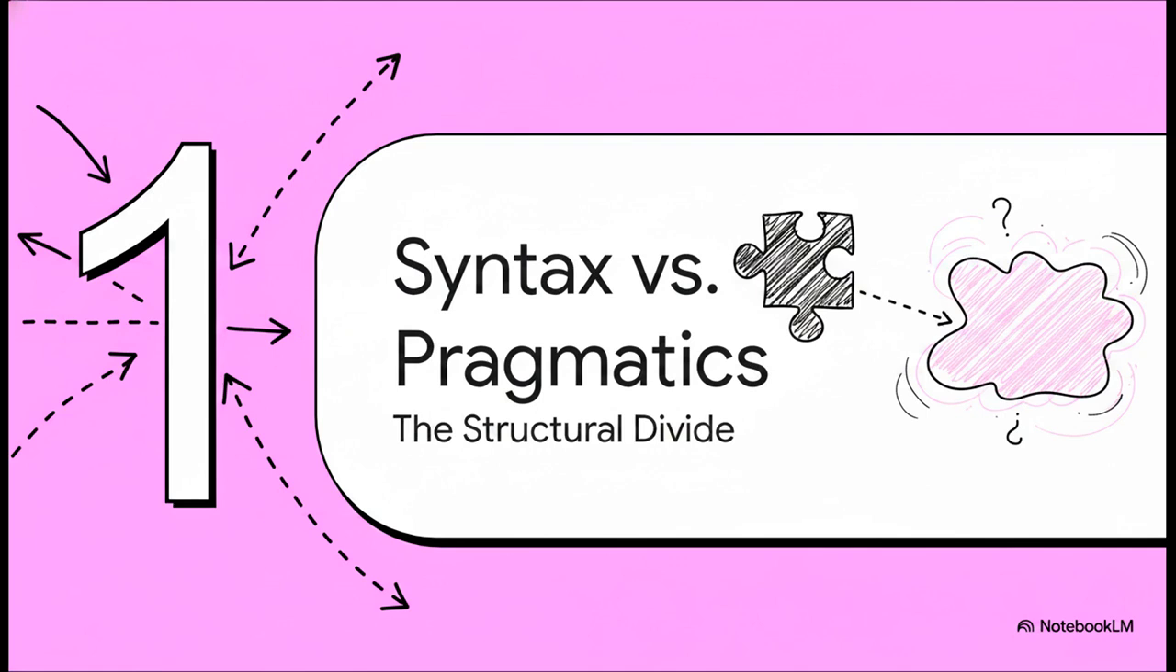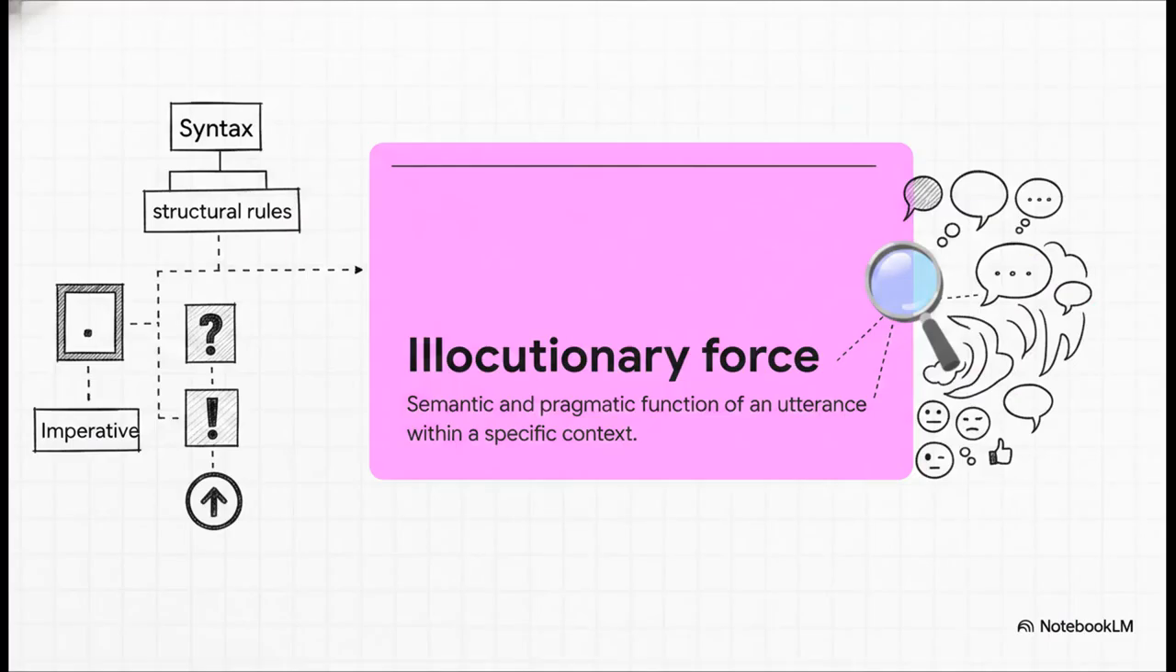Okay, Section 1. Syntax versus pragmatics. Let's dive into this. So to really get a grip on English grammar, we have to establish a core divide. Think of syntax as the structural rules of the game. English traditionally gives us four major structural clause types: declarative, interrogative, exclamatory, and imperative. That's just the framework. But then we have pragmatics. This is all about the illocutionary force.